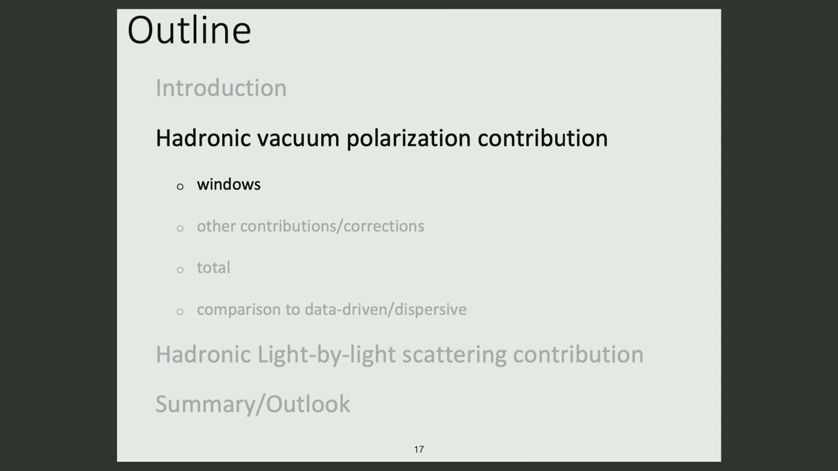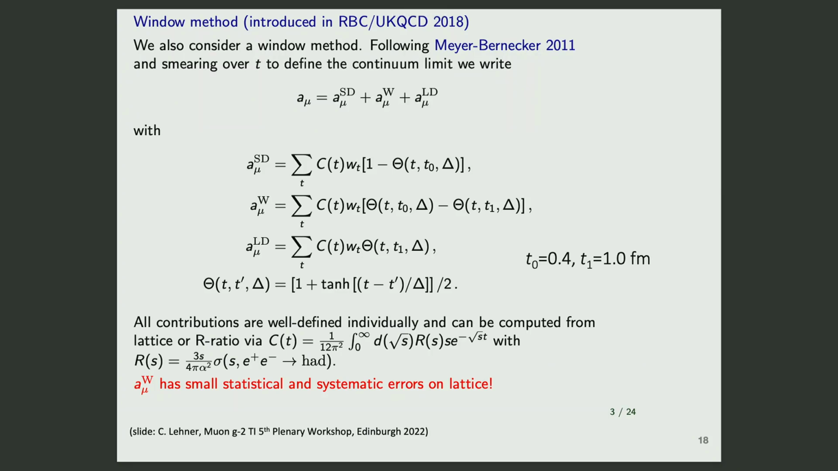Okay, so now let me talk about the calculation in a little bit more detail and talk about this idea of windows, which is the way the community has decided to attack the problem. So the idea of the windows is to break up that calculation in terms of short distance, intermediate distance, and long distance. And the reason being is that we can actually do a pretty good job already if you think about the systematic errors for the intermediate distance.